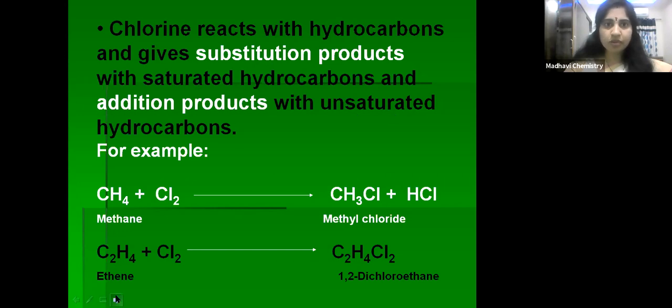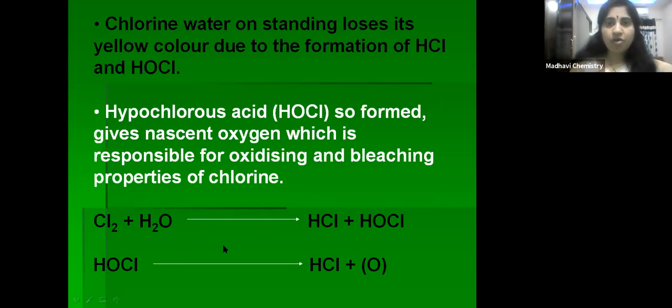Okay, next, coming to chlorine water: on standing it loses its yellow color due to the formation of HCl and HOCl. We know that chlorine is yellow in color, so chlorine water. But on standing, means if you keep it for some time, then what happens? Chlorine water loses its yellow color because of the formation of HCl and HOCl. HCl is hydrochloric acid, and HOCl is hypochlorous acid.